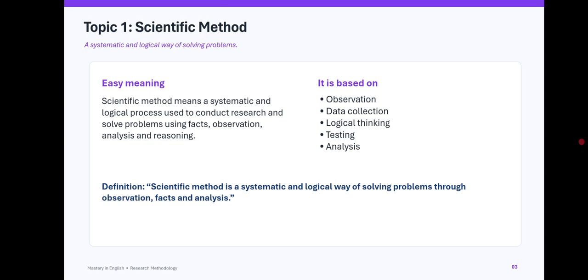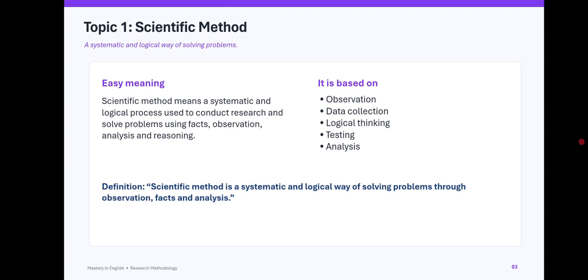That means when you analyze the data, you have to apply some tests. First of all, you have to identify whether the data is normally distributed or non-distributed. So if the data is distributed, then you use a different test to analyze the data. If the data is non-distributed, then you can use the non-parametric test. So basically, scientific method is a systematic and logical way of solving problems through observation, facts, and analysis.